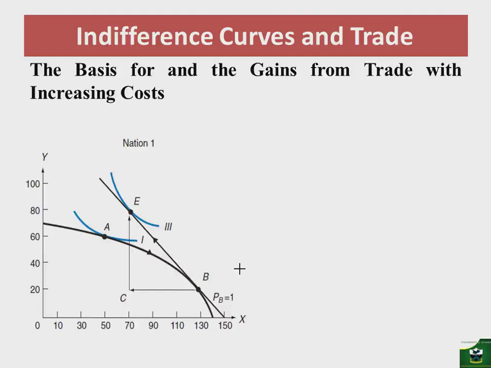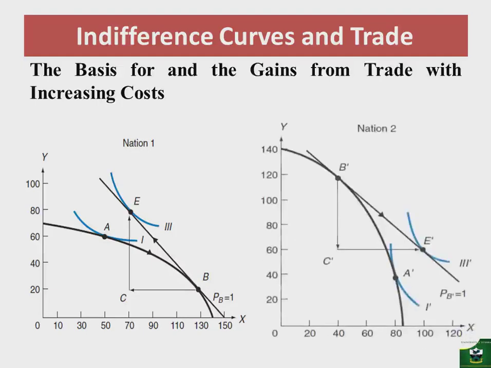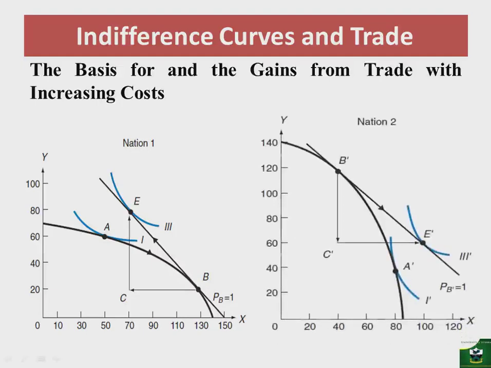And if we bring in nation 2 in the analysis, we see that nation 2 will be in autarky at point A prime, where the domestic terms of trade are equal to 4, which is high. Therefore, it will have to move up the indifference curve by specializing in commodity Y, which is the commodity of its comparative advantage.